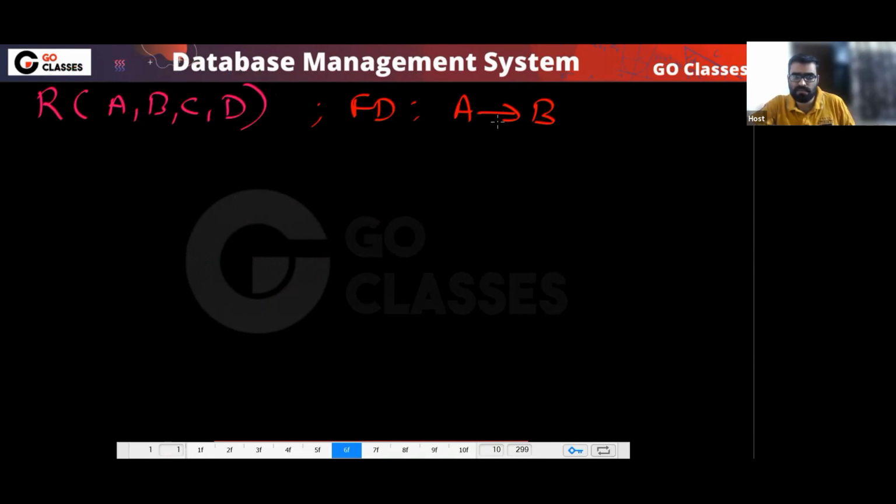In this schema, we have this functional dependency that A determines B. So if you know the value of A, then you can uniquely find the value of B. Okay. Now let's take C implies D.